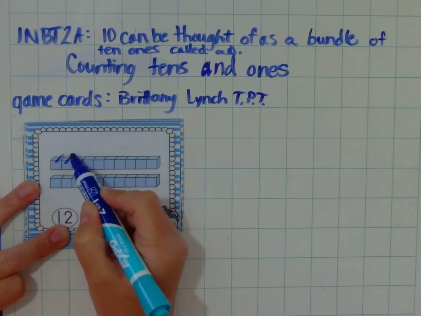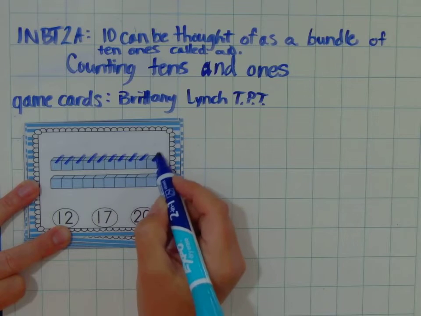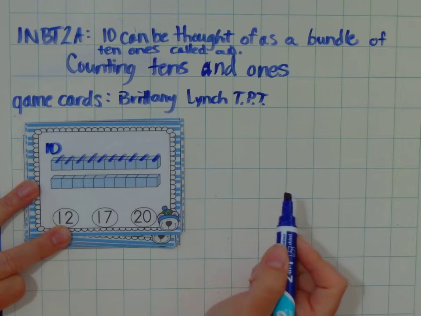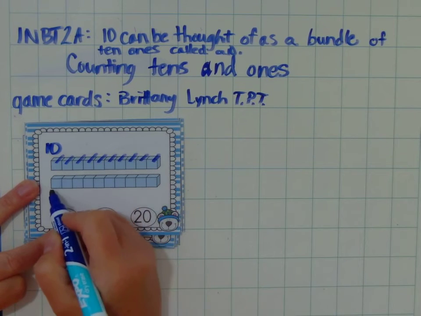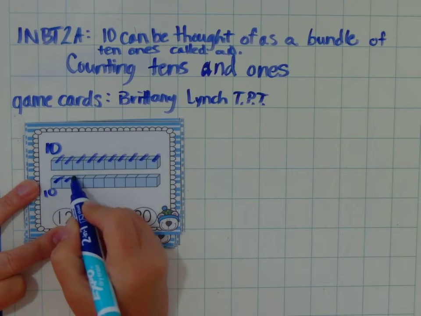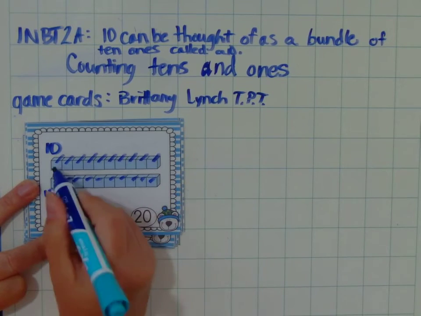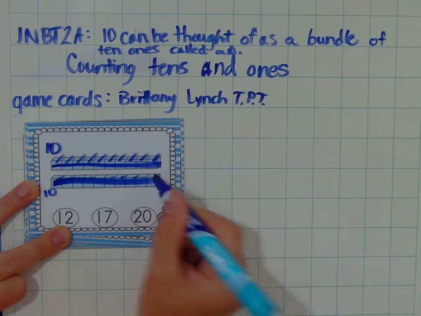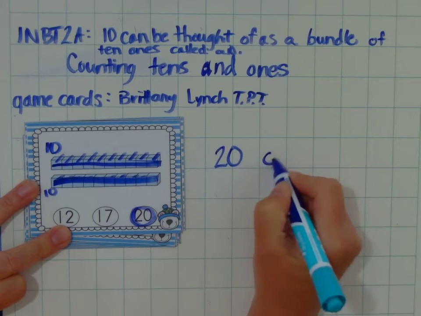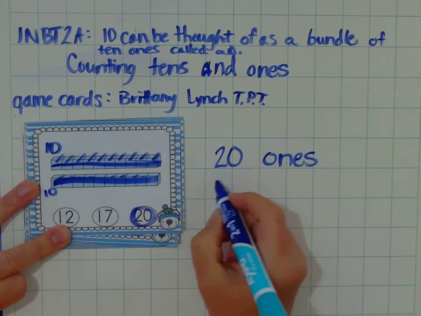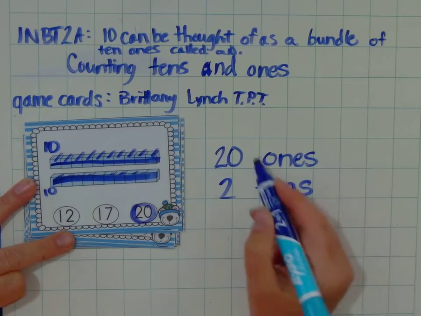All together. 1 one, 2 ones, 3 ones, 4 ones, 5 ones, 6 ones, 7 ones, 8 ones, 9 ones, 10 ones. I have a bundle of 10 ones. This is lined up exactly like it is above it. I have another value of 10 ones. If I count by tens, I can get the total value. 10, 20. The value of two tens is 20. So I have 20 ones, or I have two 10 sticks, two tens. They are equal to each other.